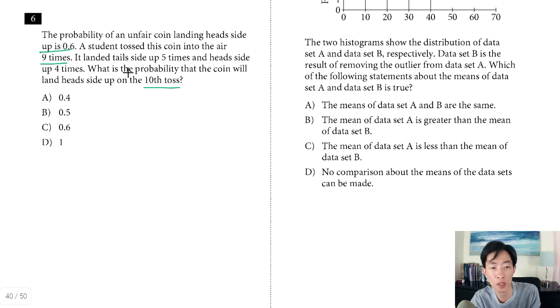They're really trying to trick you here, because if you're reading, you're thinking to yourself, oh, it landed tail side up 5 times and heads up 4 times, then we obviously need a few more heads to make the 0.6 probability. But what you have to remember is that each time you toss the coin, it's an independent event. So it's not really connected to any of the other times, which means that on any given time you toss this coin, the probability of landing heads is still going to be 0.6. So that's why the answer is going to be C.